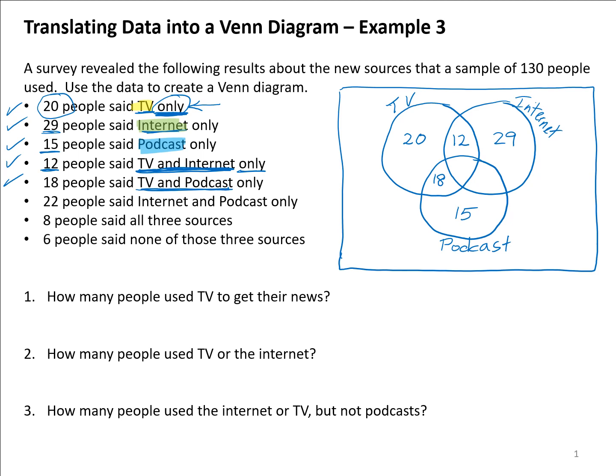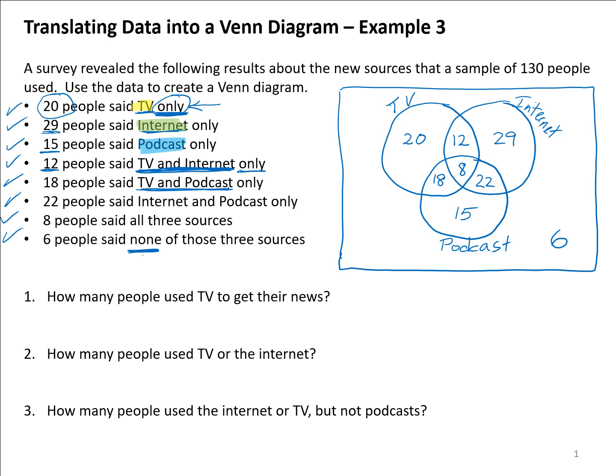So 22 people use internet and podcast, where we have overlap between those two sets, but not the TV overlap. And finally, it said 8 people use all three sources. So that would be right in the very center. And one last piece of information, it says 6 people use none of these three sources. If you use none, that means you're outside of all three circles. That would be inside the rectangle, but outside of the circles.